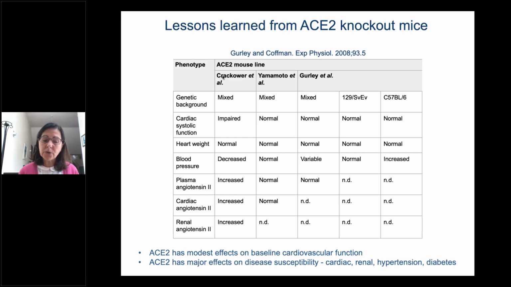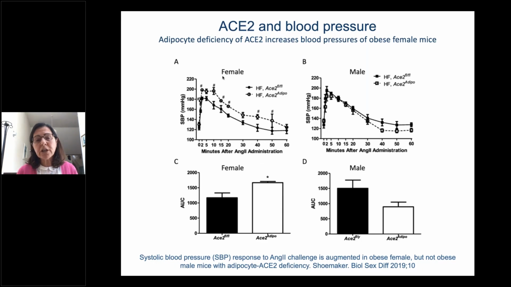However, ACE2 seems to have major effects on disease susceptibility in cardiac, renal disease, as well as in hypertension and in diabetes. And I share with you just a few examples of the many in the literature today to show you that if you do modulate ACE2 in mice, this can bring out an increased susceptibility to disease when you challenge these mice.